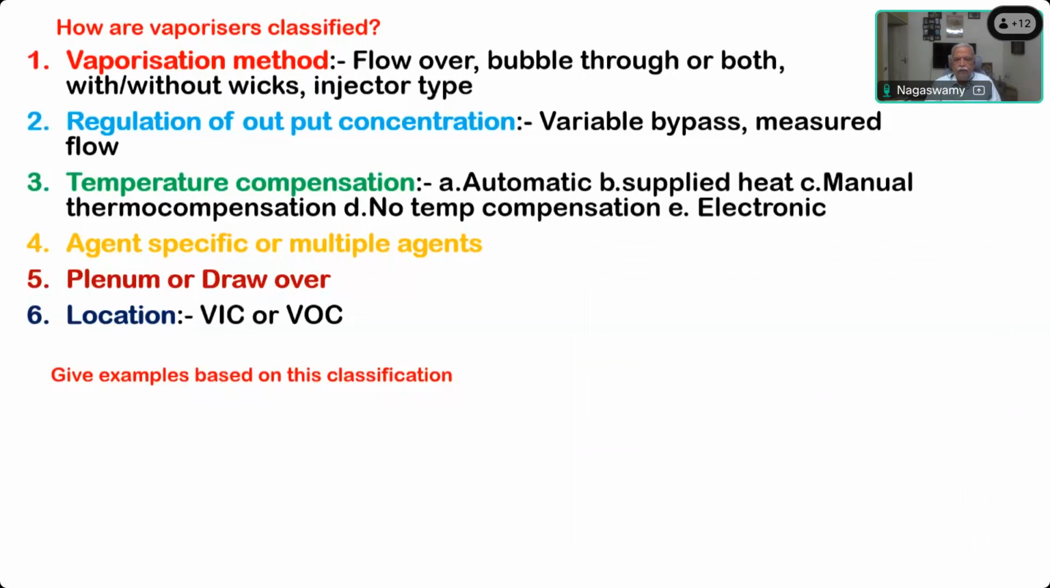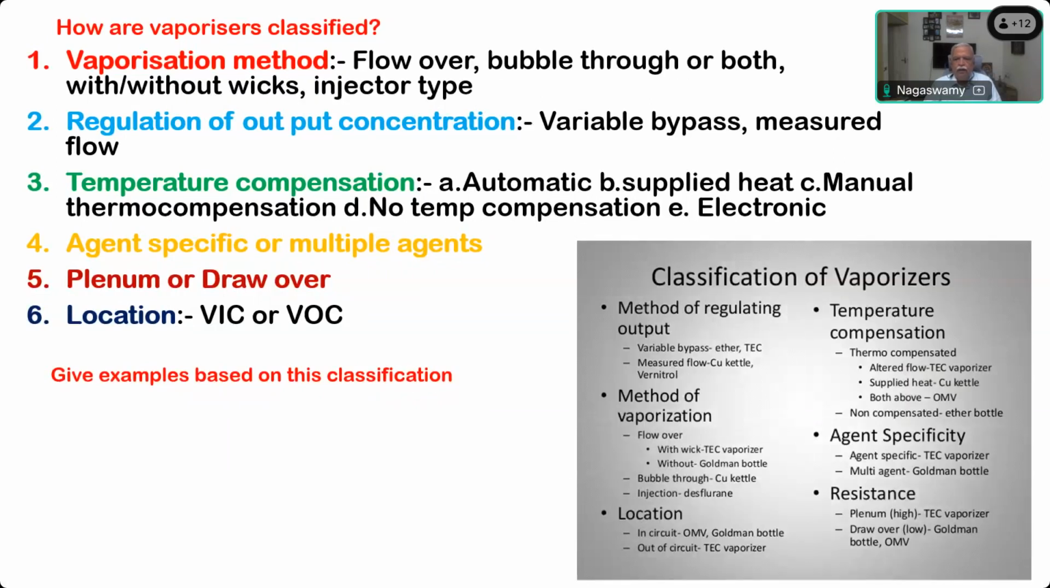Okay. So I will show you what are all the things that you have. For example, method of regulating output, variable bypass or measured flow. You have the ether vaporizer. You have all the Tec vaporizers which you are using nowadays. They are all variable bypass method of regulating output. Whereas for measured flow, I told you one of the old specimens is the copper kettle, and you can also add your desflurane vaporizer to that measured flow. Then method of vaporization, flow over with wick is all our modern Tec machines.